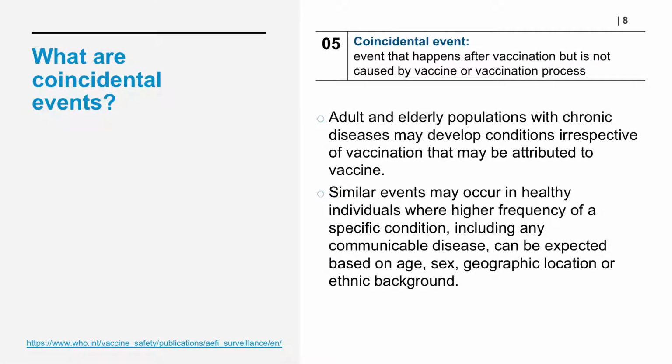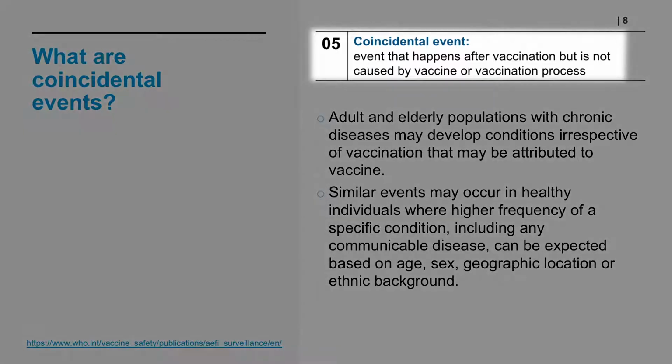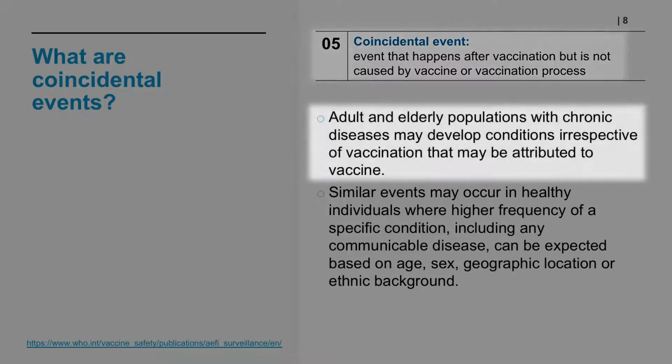Now, let us look at the coincidental events which can happen after vaccination, but which are not caused either by the vaccine or the vaccination process. Remember, when we are vaccinating people with COVID vaccines, a huge chunk of the people are actually adults and elderly populations. Many of them will have chronic diseases which can develop irrespective of vaccination, but many of them will blame the vaccine for that.